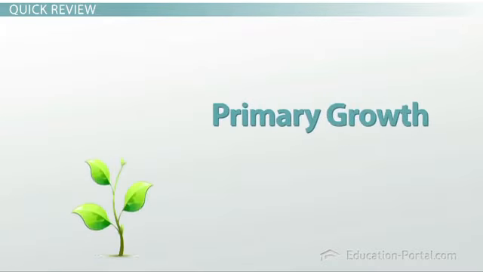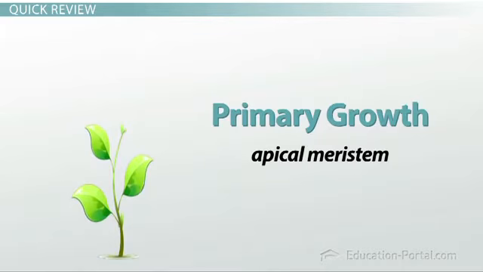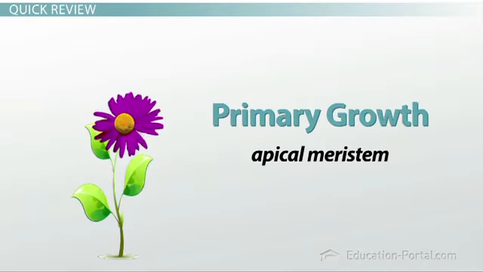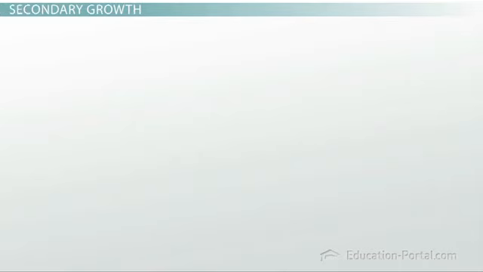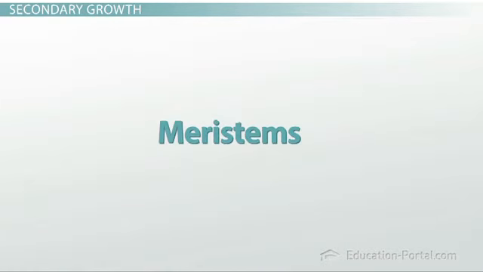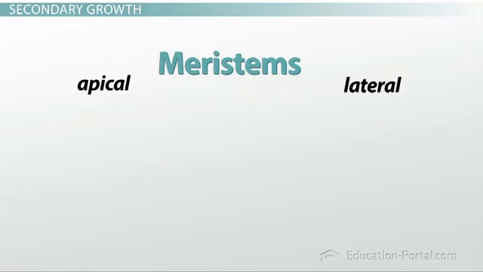Primary growth occurs at the apical meristem and allows the plant stem to increase in length. However, some plants need more than just growth in the length of the stem. We will now look at this type of growth. Remember that all plant stem growth occurs at the meristems of the shoot system because this is where cell division occurs. There are two types of meristem in the plant stem, apical and lateral.